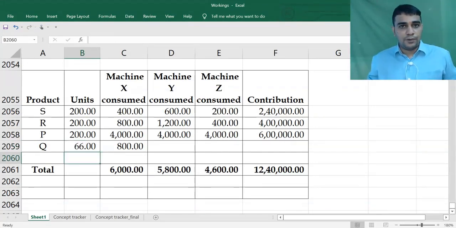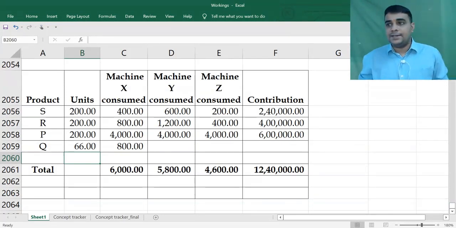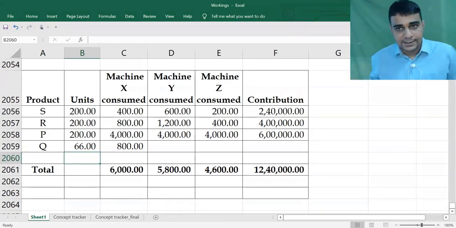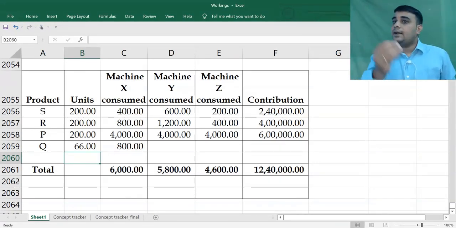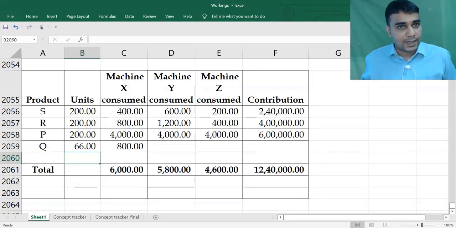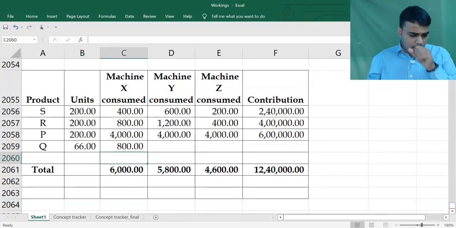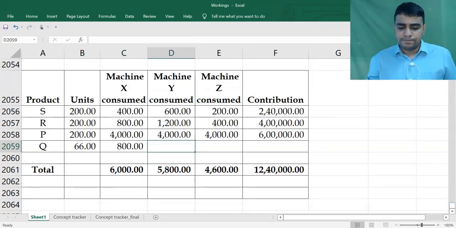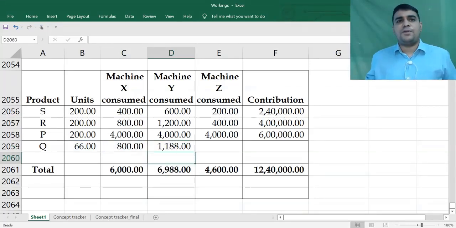I took X as a balancing figure, which is 800 hours. 800 divided by 12. This is what you used to do in marginal costing also. How many hours per unit for Y? This is not possible because Y is exceeding that 6,000.